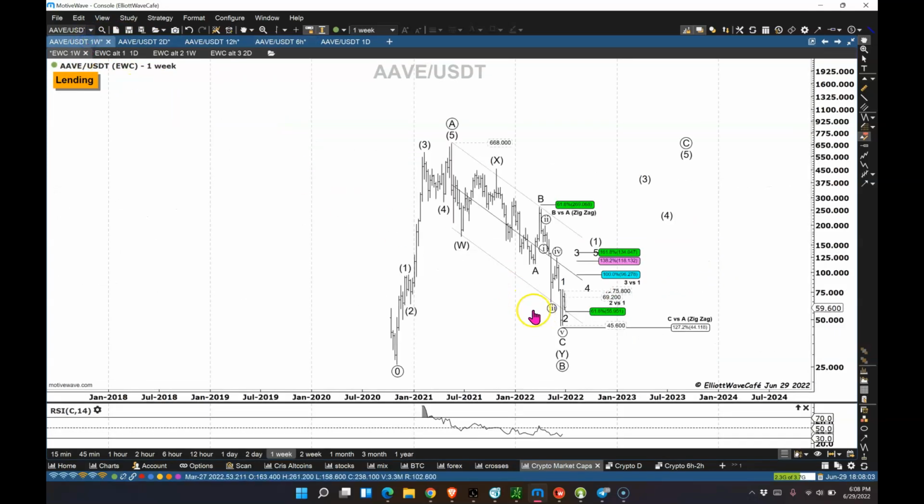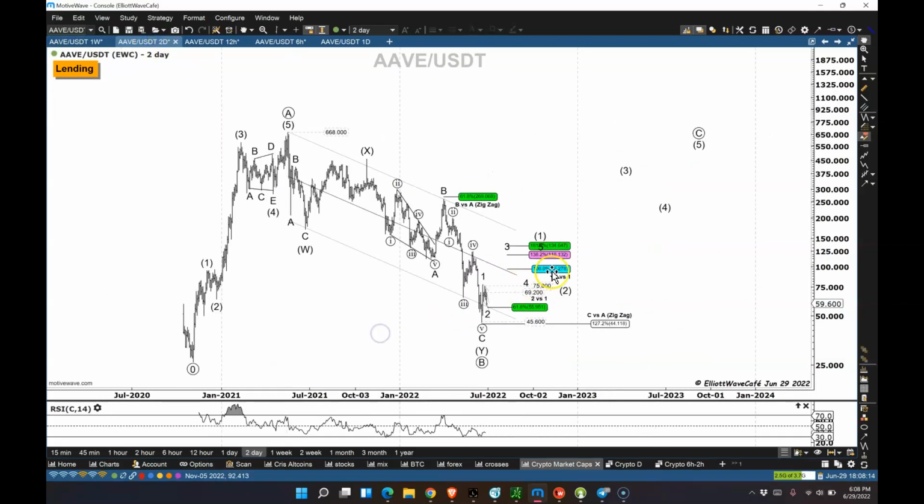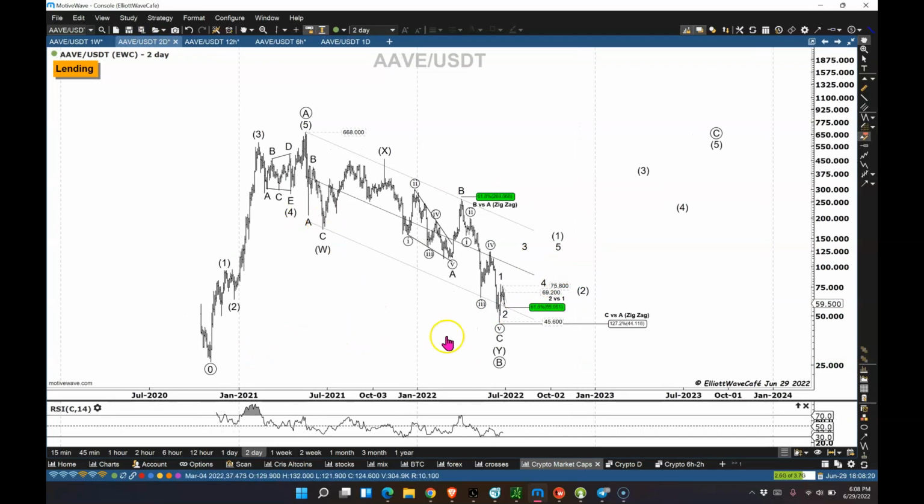So again, I hope this was helpful. This is the look on the weekly time frames, right? Just an A, B, then 1, 2, 3, 4, 5 for wave 1. Hopefully we can get a 3, 4, and 5 for the push higher. This is the look on the daily time frames. Let me just delete that, just to show you the larger picture one more time to close off.